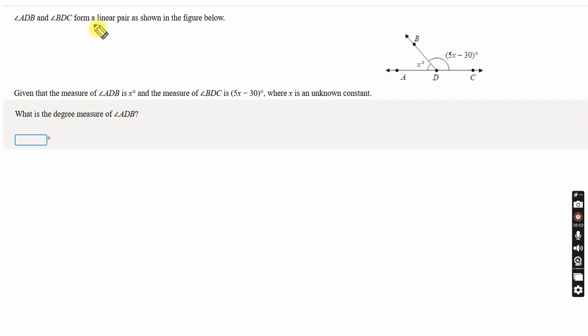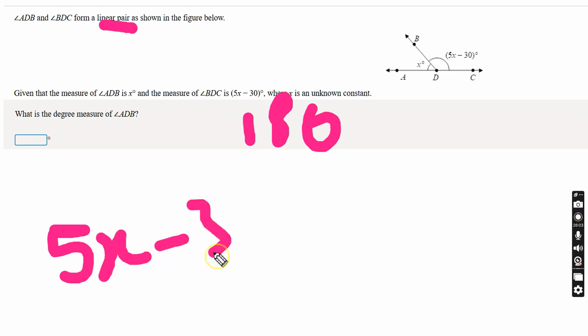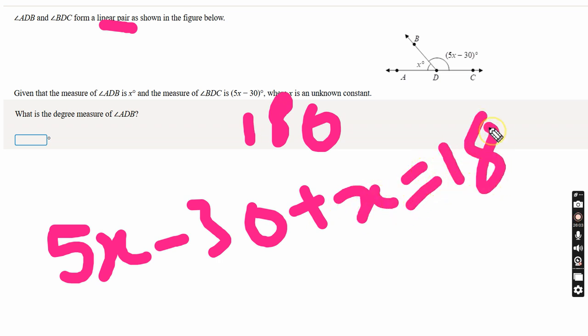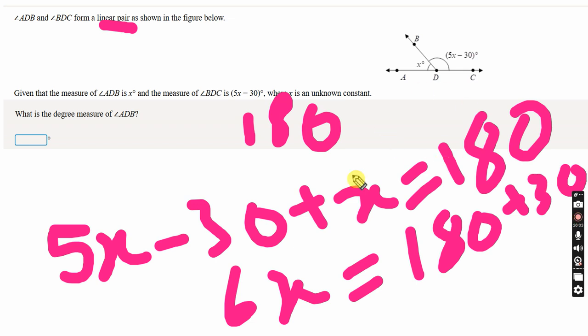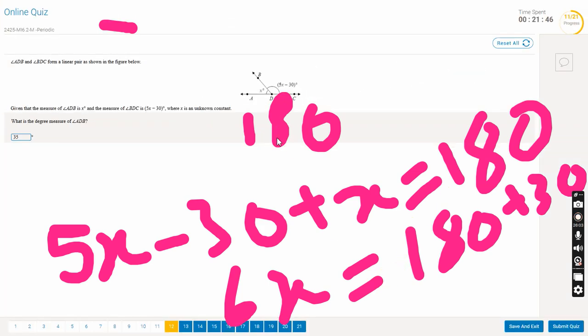Okay, let's go to the next one. So here, given the measure, again, it's a linear pair. We know a linear pair is supplementary. What is supplementary? That's 180. So 5x minus 30 plus x is equal to 180, right? So now, 5x plus x, 6x. We take the 30 to the other side, 180 plus 30, so that is going to give you 210. So 210 divided by 6 gives you 35. So directly got the answer here, 35. They just wanted x, ADB. So you just solve for x and you get the answer.